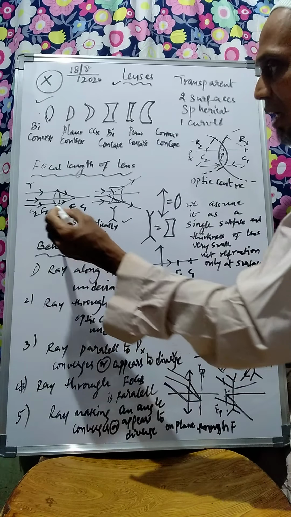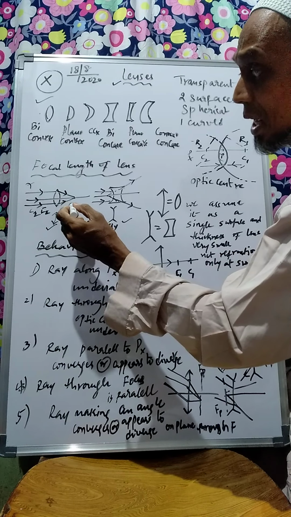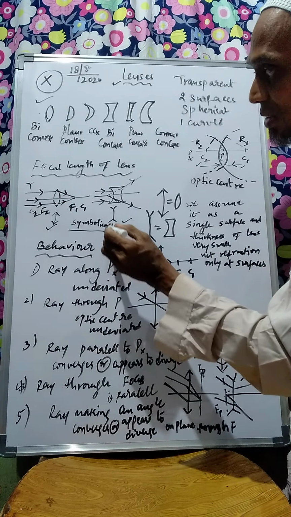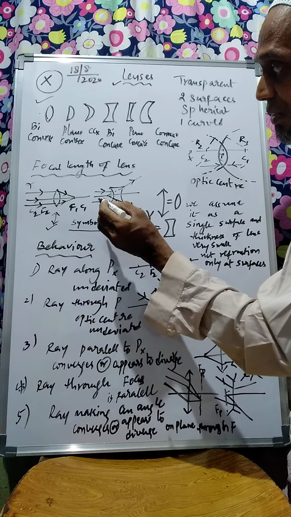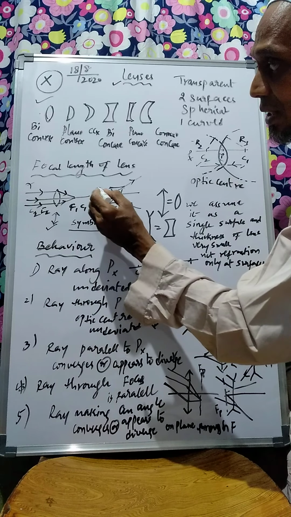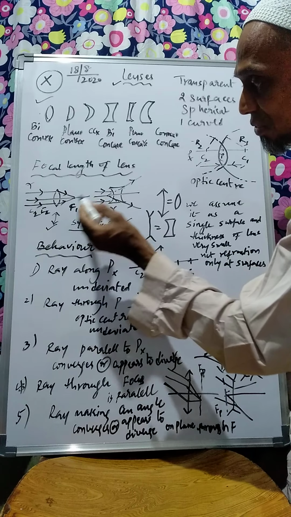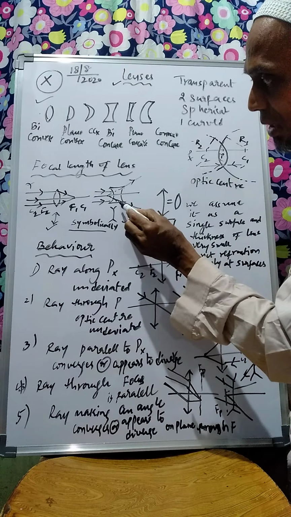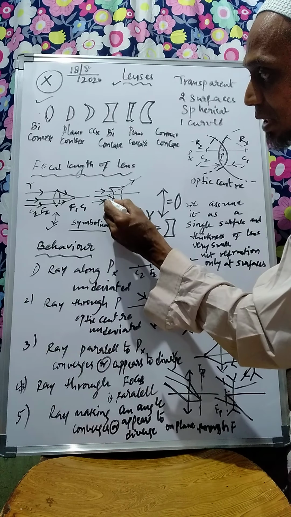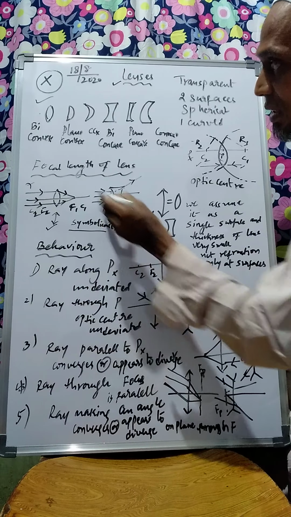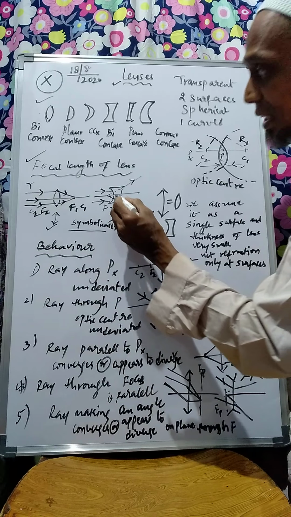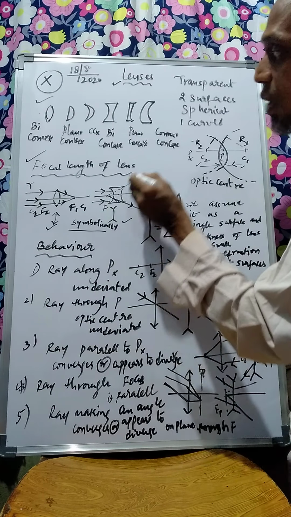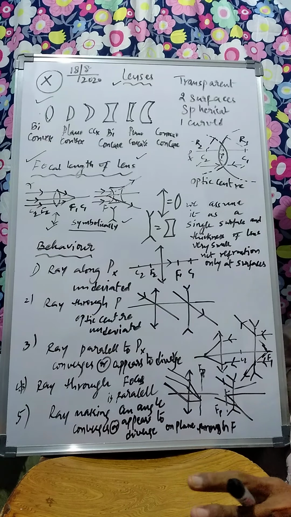Parallel rays passing through a convex lens converge at a point, and it is called the focus. For a concave lens, parallel rays that fall from a far off object diverge, but they appear to meet at a point. That point is called the focus. Is this clear? The distance between the optic center and the focus is called the focal length of the lens. Is this clear?